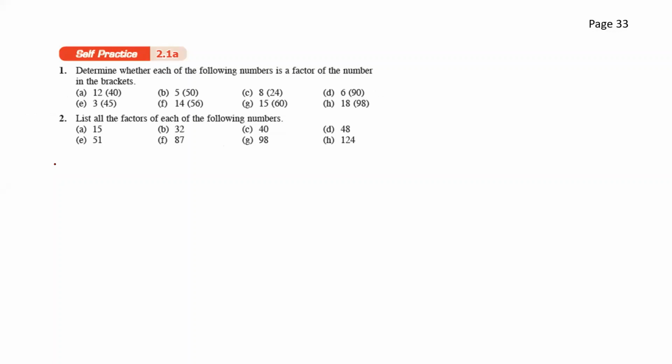In this video, I will be explaining Chapter 2, Factors, Prime Factors and Highest Common Factors. Determine whether each of the following numbers is a factor of the number in the brackets. So a factor is a number that can divide another number into a whole number.